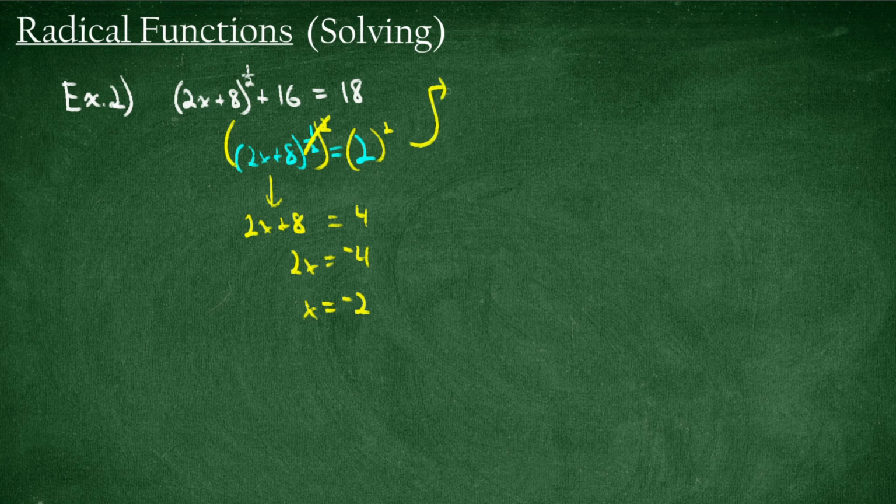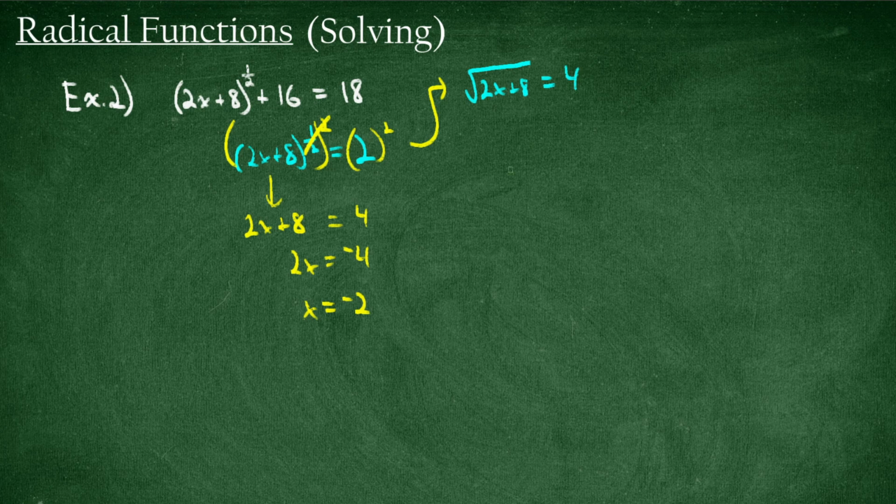One thing I want to mention is that sometimes this is easy to solve for if you have it on your calculator. If you were to take it at this step right here, this isolation step, I have 2x plus 8 to the 1/2 on the left, which is the square root of 2x plus 8. And that's equal to 2 squared, which is 4.